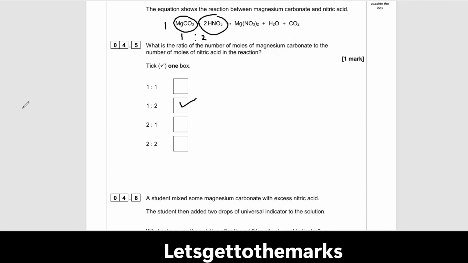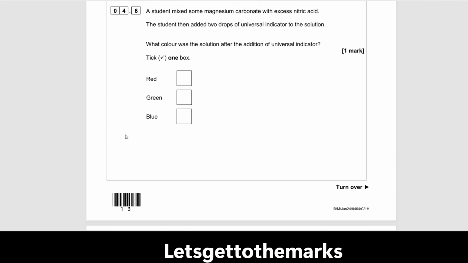Lovely. Nice and easy. Like that one. Let's hope chemistry stays that easy, eh?